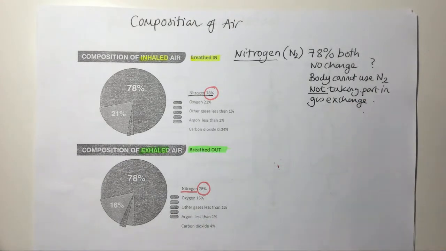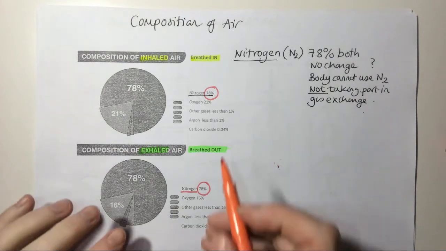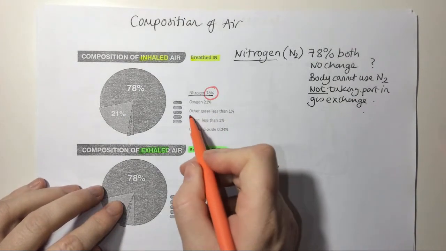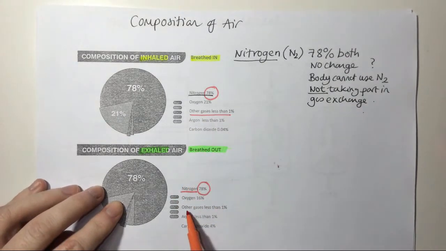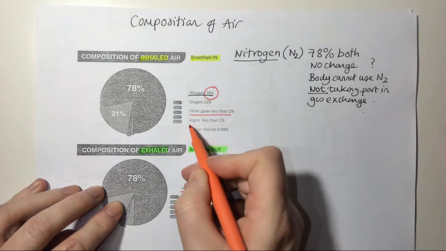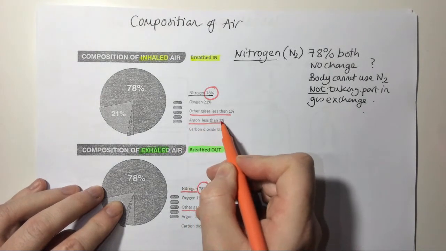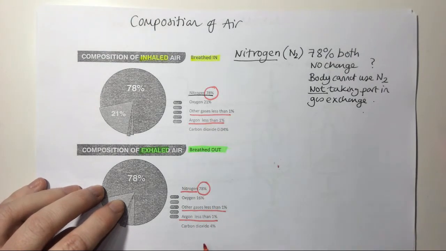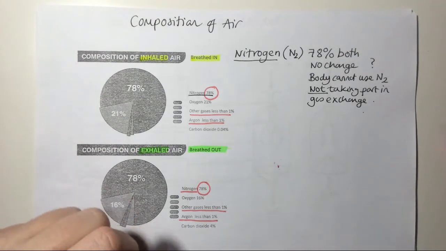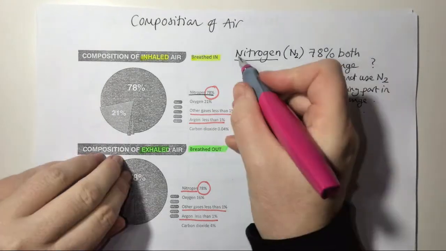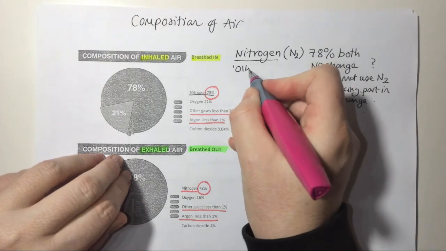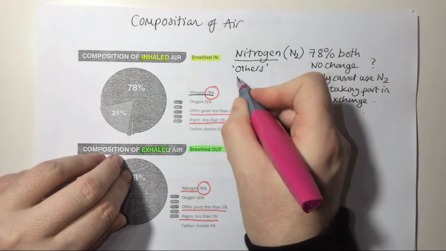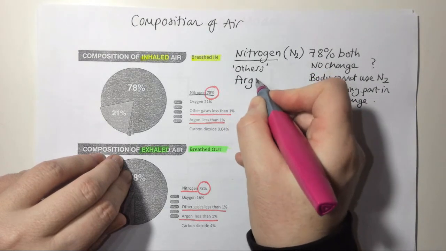Let's have a look at the other gases. Are the gases less than 1%? Yes, they're less than 1%. So these are the same as well. It's exactly the same for the other gases, and also for argon.